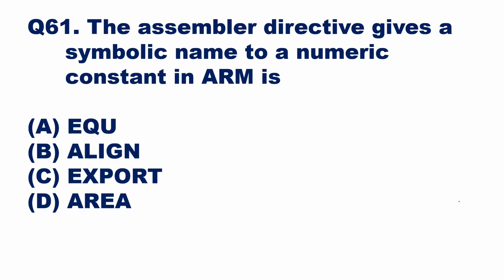So say for example, if you want to equate something with a numeric constant, you are going to have a name, and to that name you are going to assign some numeric constant. So wherever you use that name in the program, that numeric constant value will be replaced by that name. So there we require an assembler directive called equate, and the short form of that is EQU. So EQU is the assembler directive which gives a symbolic name to a numeric constant in ARM. So here option A is the right answer.